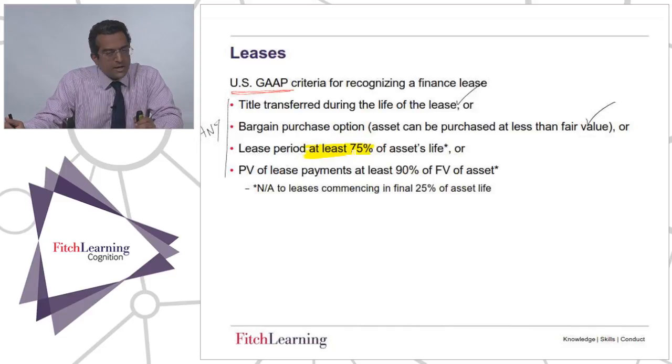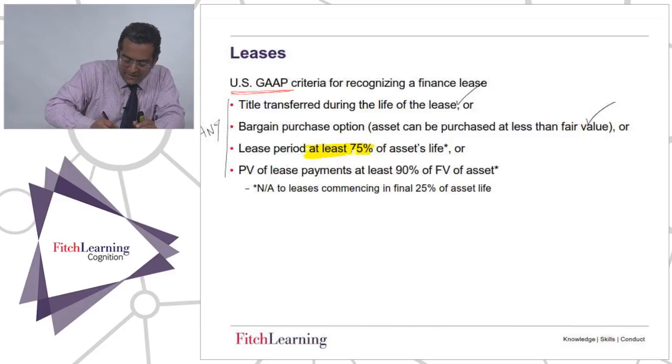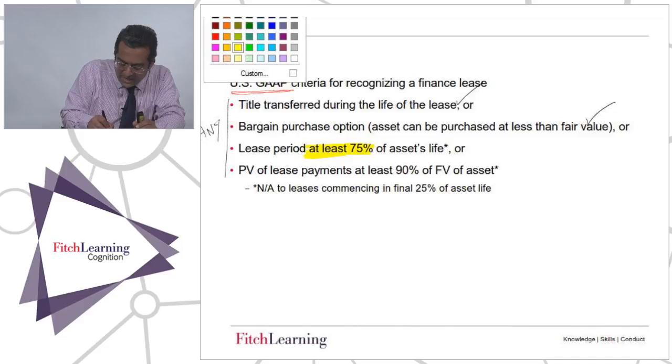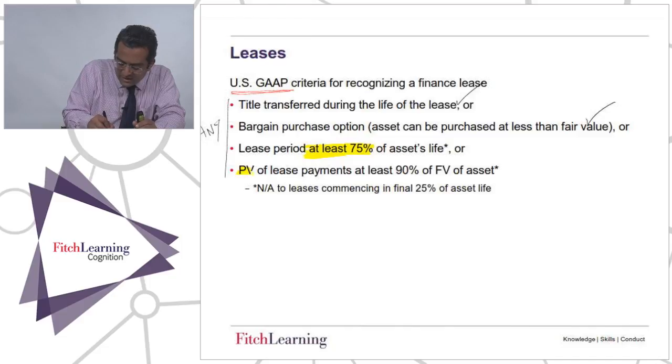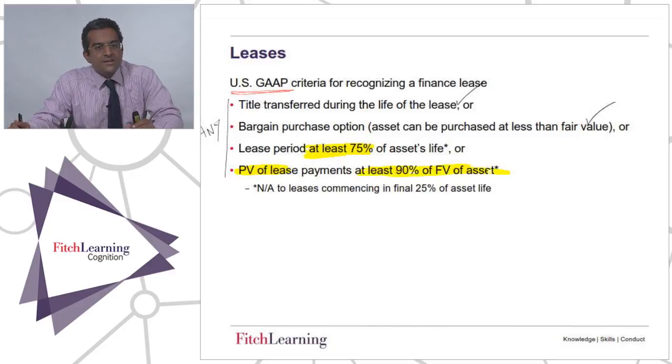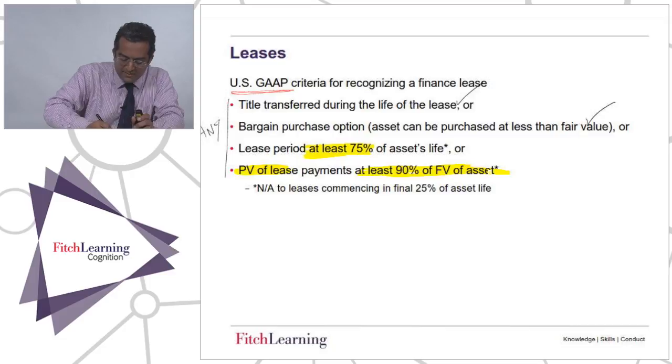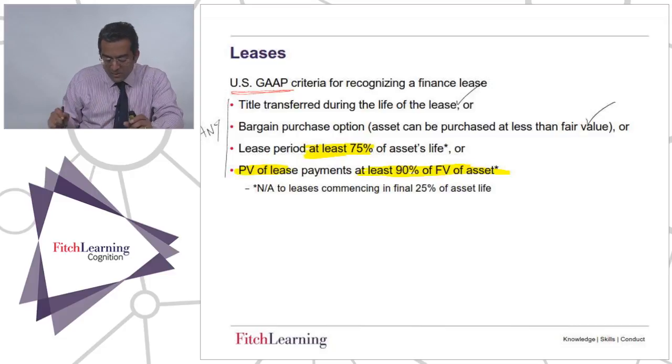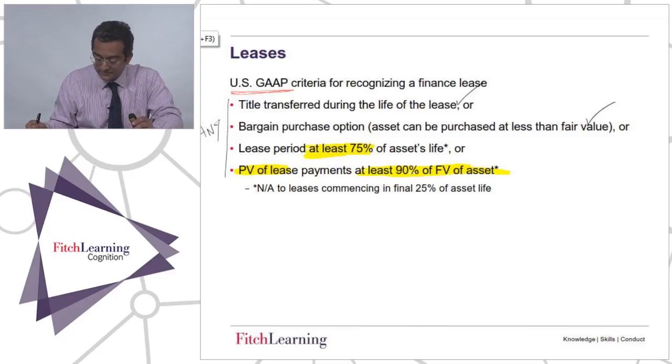So this is quite cut and dry, kind of black and white, really. The last point, guys, is specifically for US GAAP. The PV of the lease is at least 90% of the fair value of the asset. So again, guys, that is specifically there for US GAAP, something we look at. But any one of those points would be sufficient.